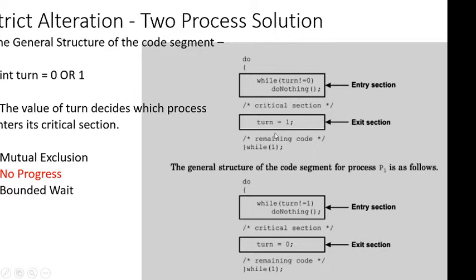Process P1 also is in the remaining code. Suddenly we realize that process P1 has finished his remaining code and again he wants to enter the critical section. So he wants to again enter the critical section, but remember, he had set turn equal to 0.